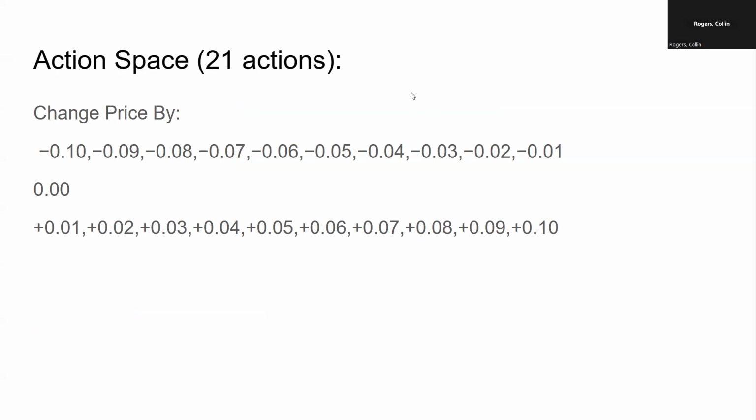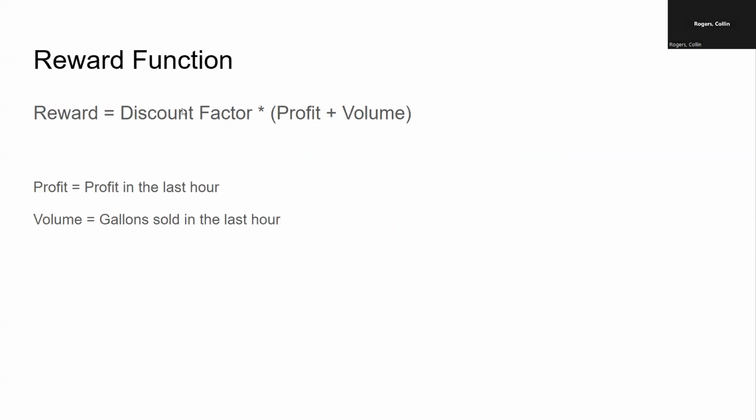And for the action space, we only have 21 actions to take here. You can either not change the price, or you can decrease the price anywhere from 1 cent to 10 cents, or you can increase the price anywhere from 1 cent to 10 cents. But there's only a 1 cent step, so it's not a continuous action space. So there's only 21, and that's finite.